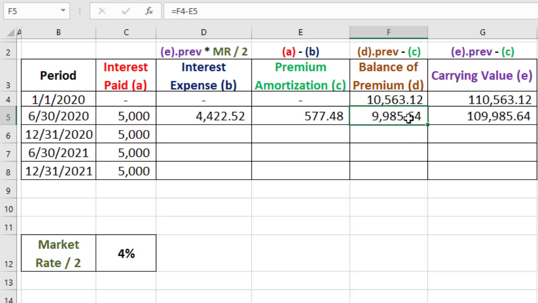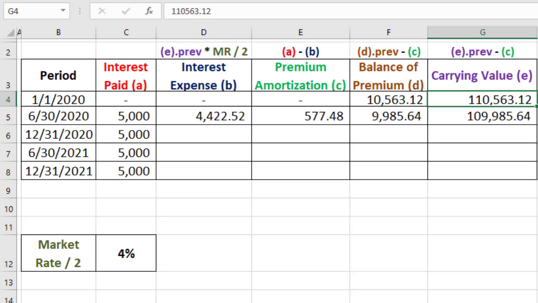And this number is going to continue to get smaller and smaller until it will eventually hit 0 at the end of the bond's life. And the same thing is going to be for the carrying value. It's going to start at the price of the bond, and then it's going to continue to decrease until at the 14th interest payment, or at the end of 7 years, this would eventually reach not 0, but $100,000, because that is the par value of the bond.